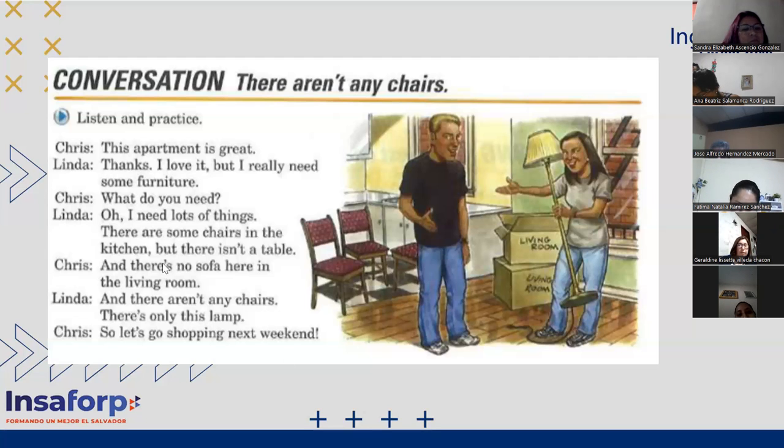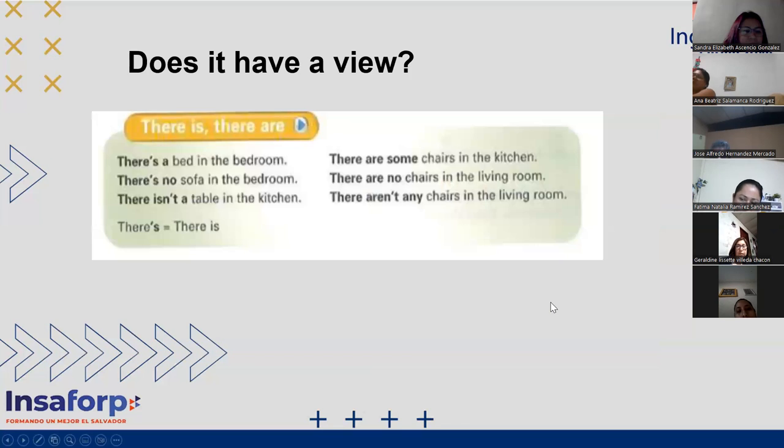Here we have examples. There are some chairs in the kitchen, okay? There is no sofa. Okay, good. So we can use it in a negative and positive way, right? There is a bed in the bedroom. Here is the abbreviation. Está abreviado aquí. There's a bed in the bedroom. There's no sofa in the bedroom. There isn't a table in the kitchen.